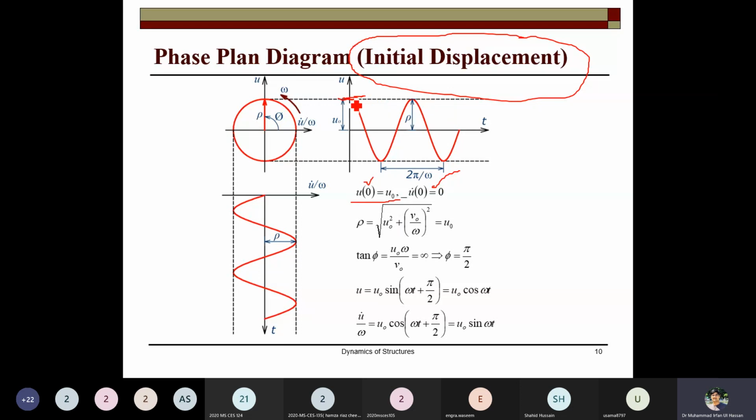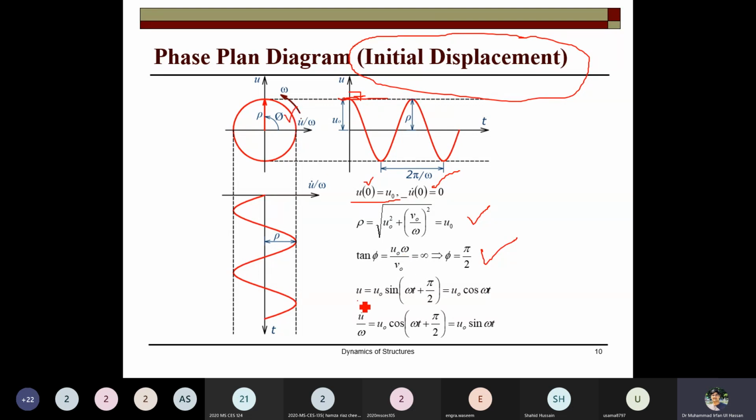So if the velocity is not present, but only displacement is present, then when you put the values in the equation, the amplitude rho will be equal to U naught, and the tangent of phi, when you compute this with V naught equal to 0, the answer is infinity, and phi means the angle is 90 degrees. This angle with the vertical is 90 degrees, because when you take the slope, the phase angle is also 90 degrees.